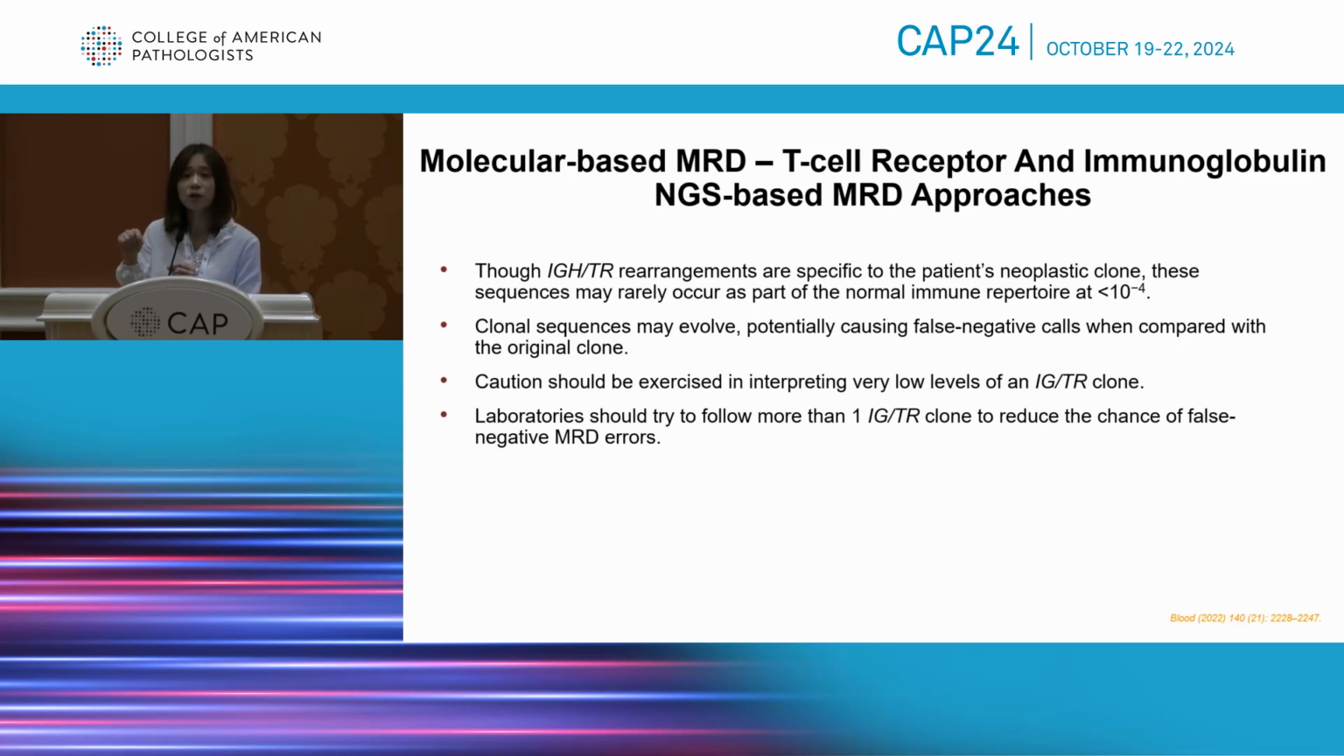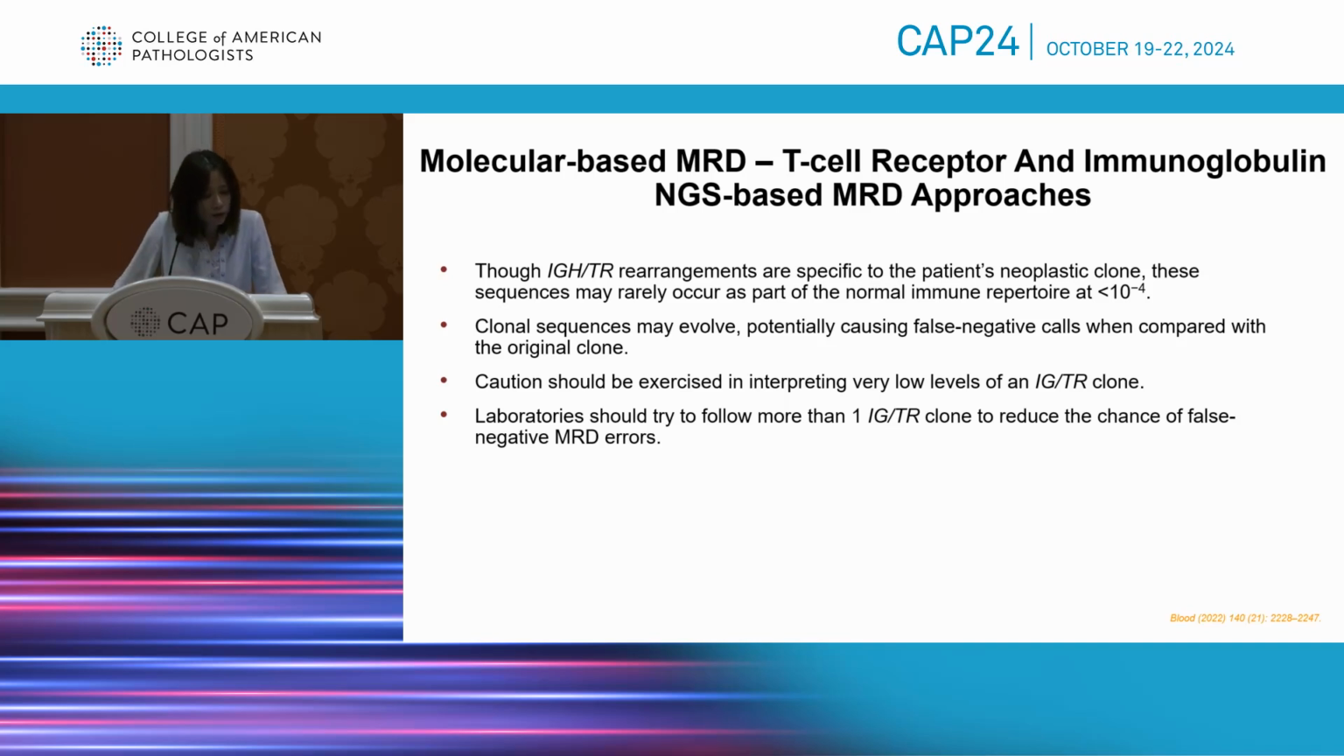But that sequence also happens to be the sequence that's associated with a patient's tumor. So when the level becomes very low, there is always a concern if we are looking at just a background reactive B cell population or T cell population, or we are still looking at the B cell or T cell disease clone at a very low level.